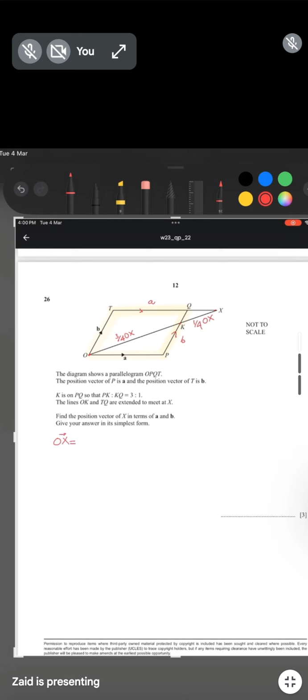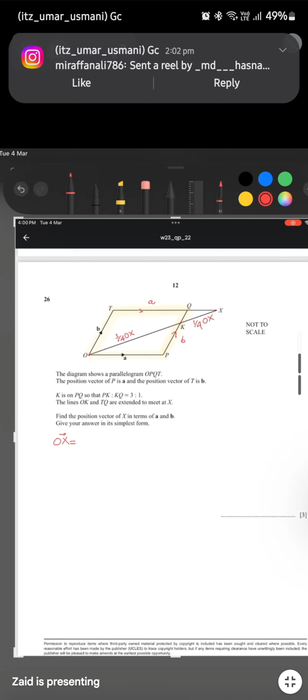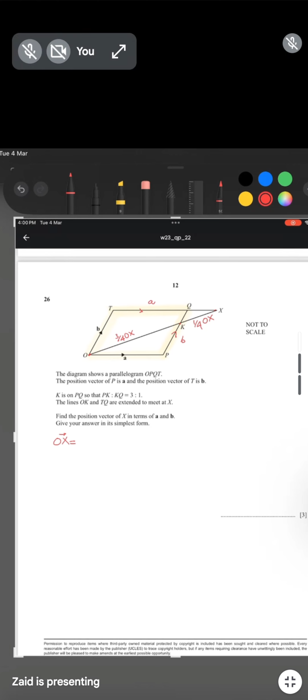can anyone tell, other than the students who are doing it on their own? OP plus PQ plus QX. But it's going to be so long. Why haven't you taken a straight way, OX going directly? Can't we do it in 2 steps only? Think about it, going in a straight line. So it will be OK plus KX. Yes, exactly. Because I already know that they have some parts of the ratios.